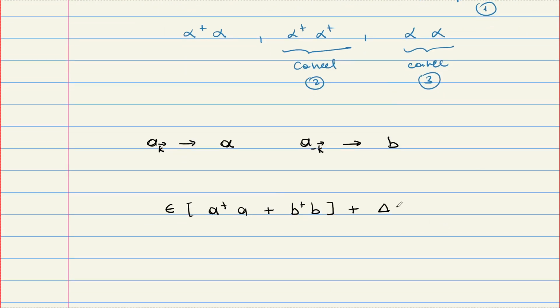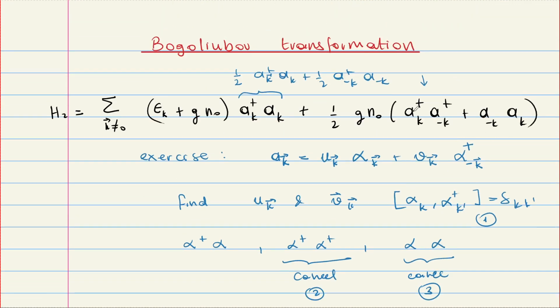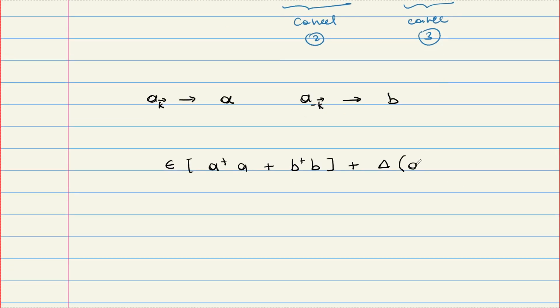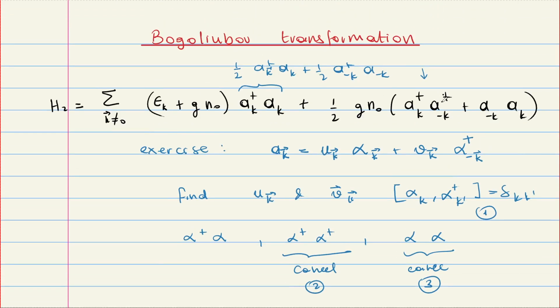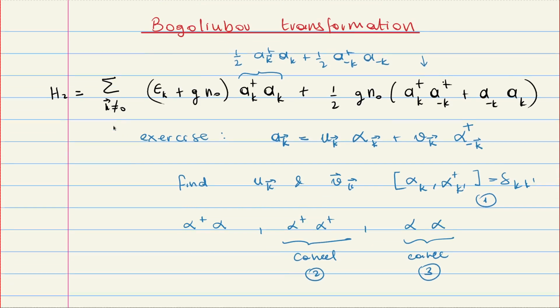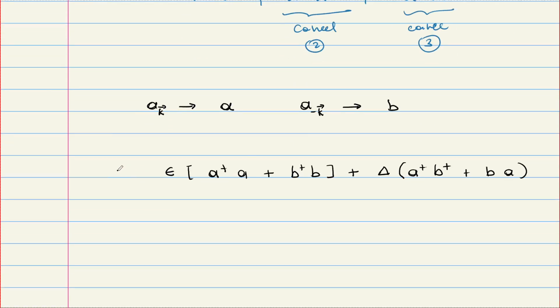Then this delta is going to be G times N0, and the operators inside delta are going to be A dagger B dagger, because A_k is A and A_{-k} is B, so this is A dagger B dagger plus B A, right? And I wrote exactly the same thing, and if I do it for one k, I do it for all k's. That's why I dropped the k label and I focus on this simplified Hamiltonian.